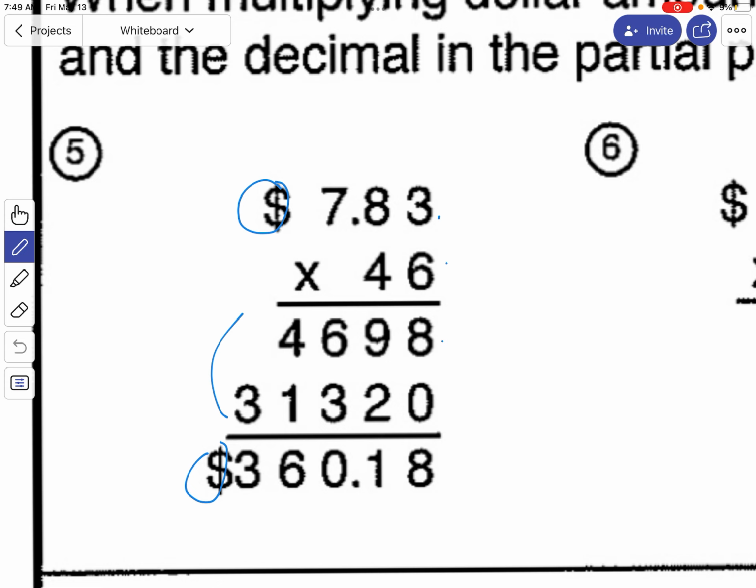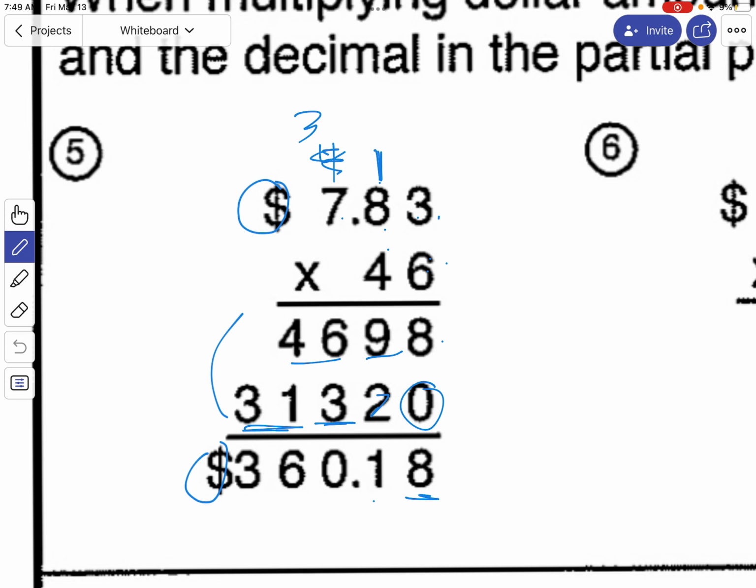3 times 6, 18. Regroup with the 1. 48 plus 1 is 49. Regroup with the 4. 7 times 6 is 42. Plus 4 is 46. Put the 0 placeholder. 4 times 3 is 12. Regroup with, it's a 1 again. And 8 times 4 is 32 plus 1 is 33. Regroup with the 3. 7 times 4 is 28 plus 3 is 31.